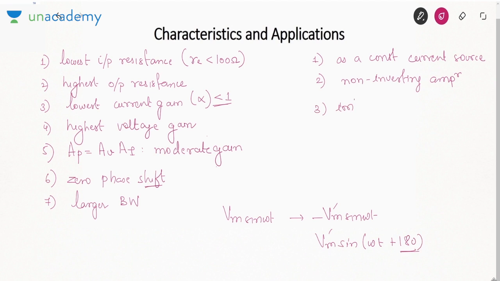Third one, impedance matching. How impedance matching? If you see the output impedance is high and input impedance is low, that means if we refer this output resistance to input, we can convert high resistance to low, same as a transformer. Then high frequency amplifier. Why high frequency? Because it offers larger bandwidth, or it can amplify a large range of frequency.